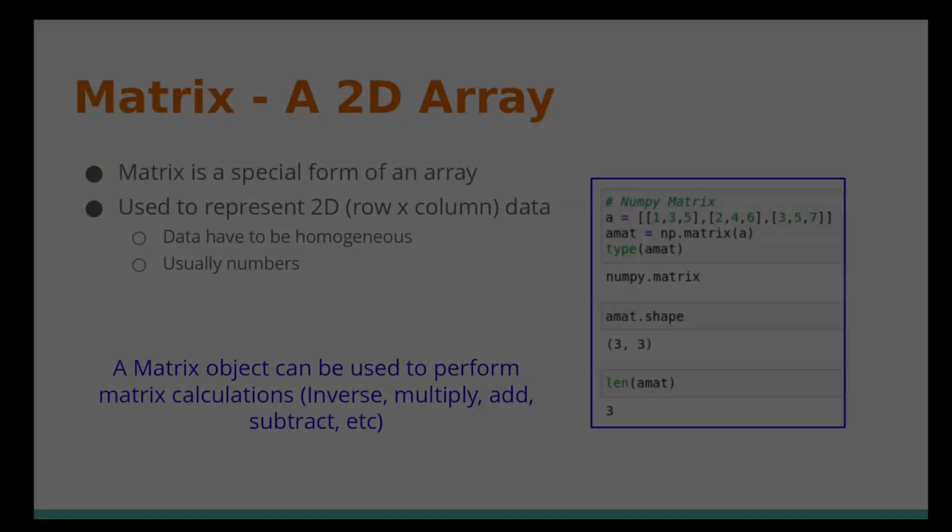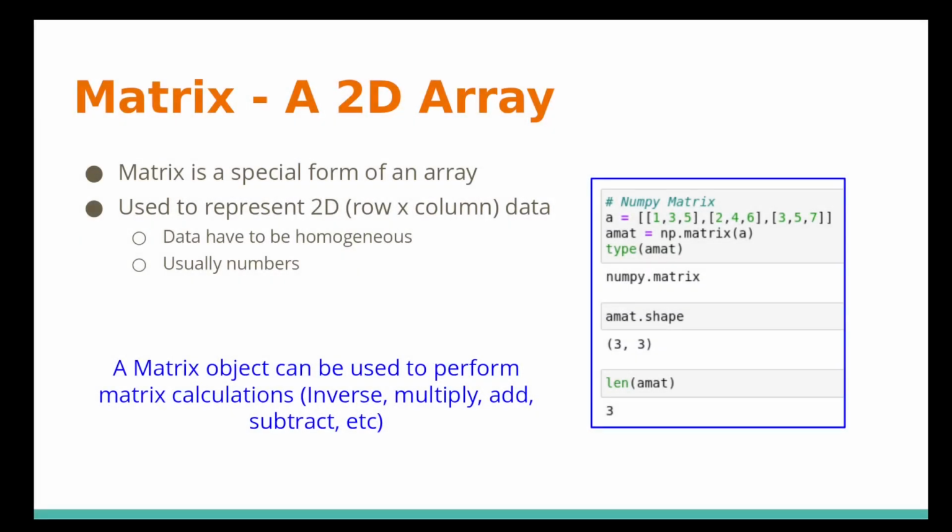Okay. A matrix is a 2D array. It's a special form of array, and it is used to represent rows and columns of data. Data have to be homogeneous. Typically, they're numbers. So I can create a matrix A by essentially starting with a list of lists. And then I'm going to create amat, which is the matrix version of A, as np.matrix(A). And if I check the type of amat, I see that numpy.matrix is the data structure of it.